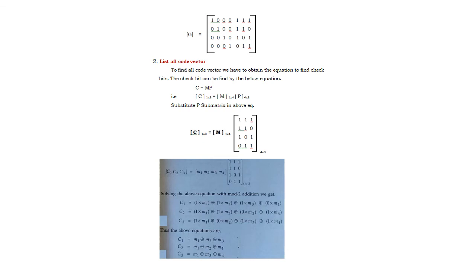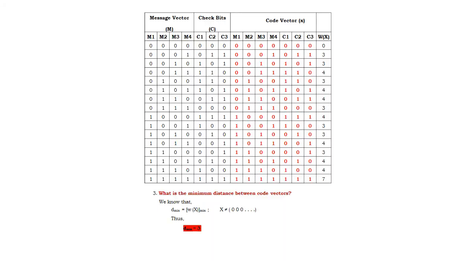So next, from this we have to solve the above equation with mod 2 addition. So that is C1 is equal to 1 cross M1 XOR 1 cross M2 XOR 1 cross M3 XOR 0 cross M4. Likewise we have to find C2 and C3. So thus at the last we will get the equations as C1 is equal to M1 XOR M2 XOR M3, C2 is equal to M1 XOR M2 XOR M4, and C3 is equal to M1 XOR M3 XOR M4. So these are the message vectors and check bits.